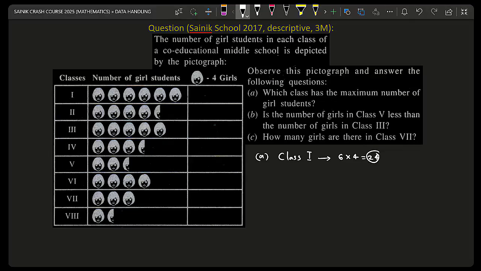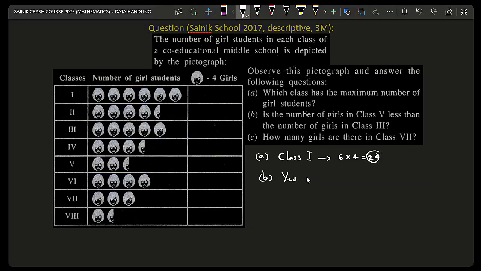And second, option B. Who is going to answer? Rishika, can you read B? Sir, is the number of girls in class 5 less than the number of girls in class 3? Yes or no? Yes, sir. Just by looking at the number of faces only we can answer. There are two and a half faces in class 5 and 5 faces in class 3. That means definitely class 5 has fewer students than class 3.